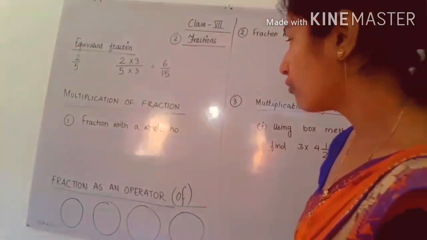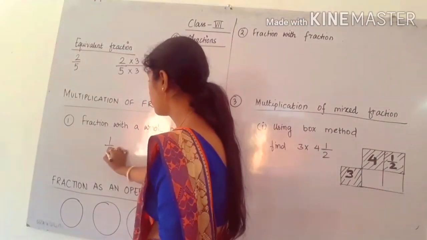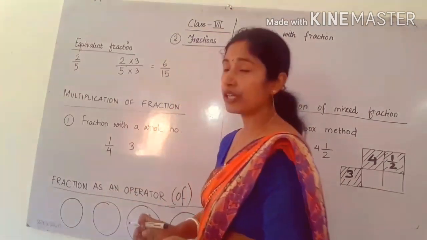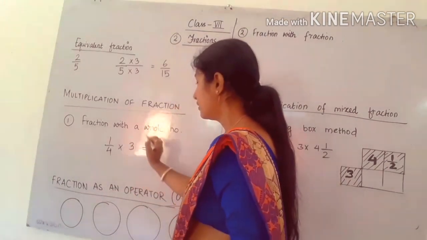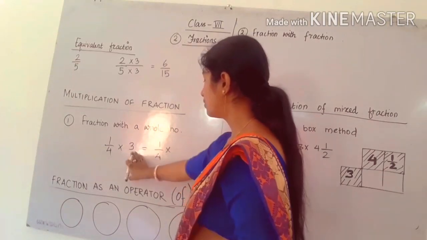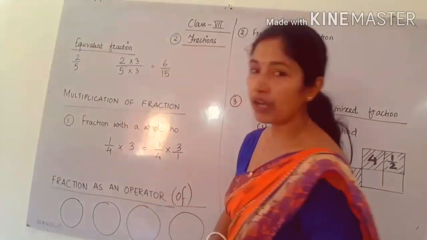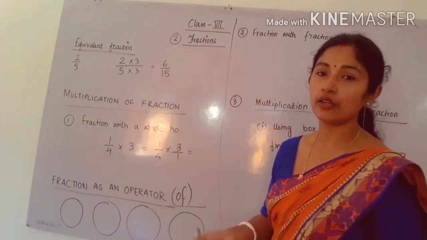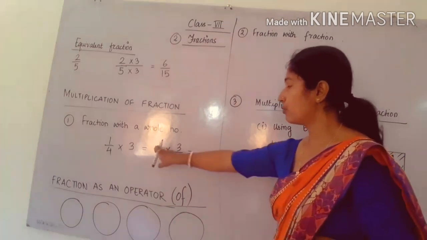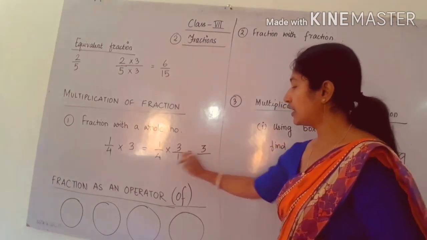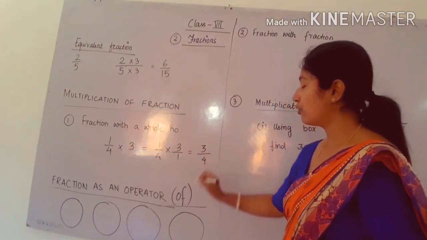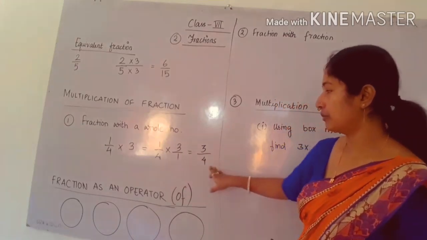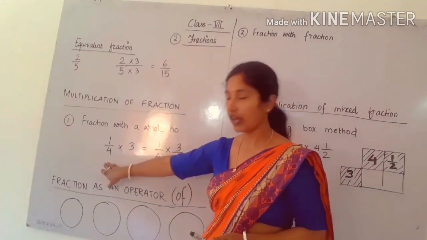I will take one fraction, suppose 1 by 4, and a whole number, suppose 3, and I want to multiply them. So how to multiply? 1 by 4 into 3 can be written as 3 by 1, since 3 by 1 and 3 are both the same. Next, you have to multiply the numerators and the denominators. Numerator into numerator is 3 and denominator into denominator is 4. So the answer is 3 by 4. Like this we can multiply a fraction with a whole number.